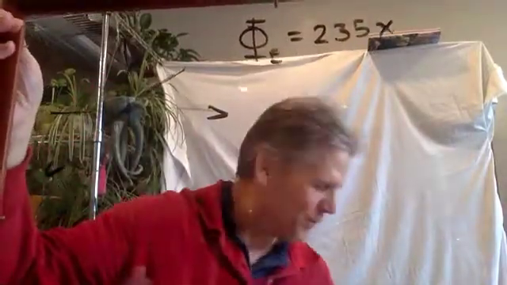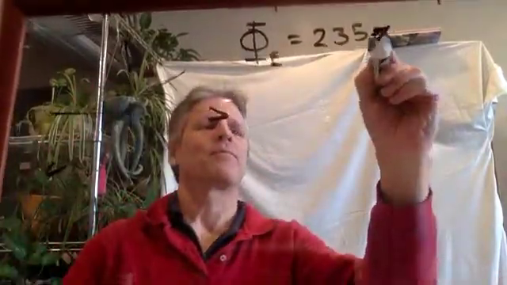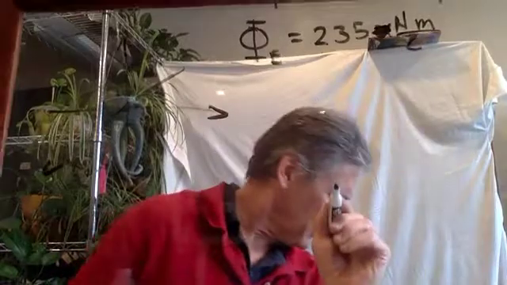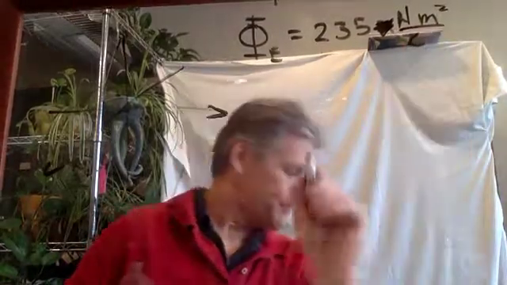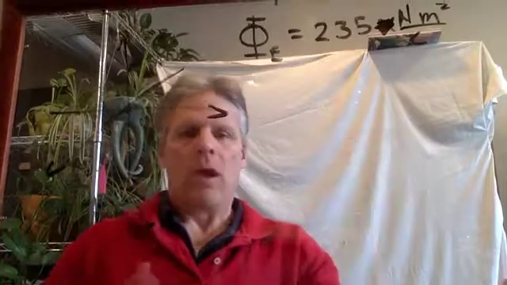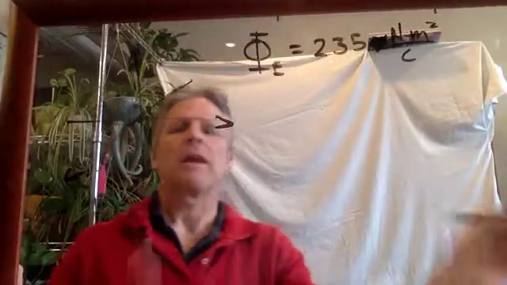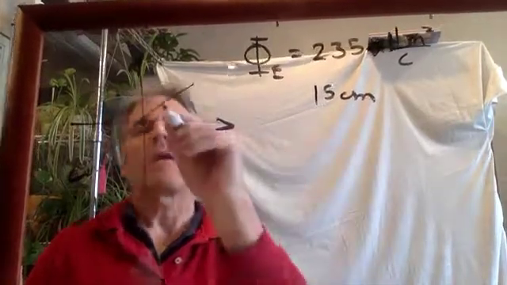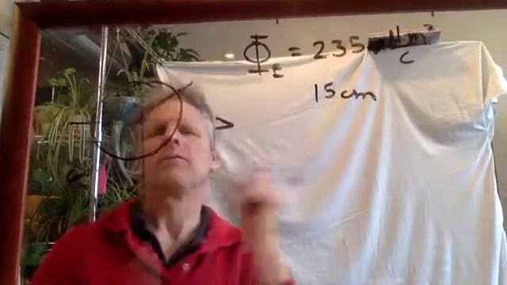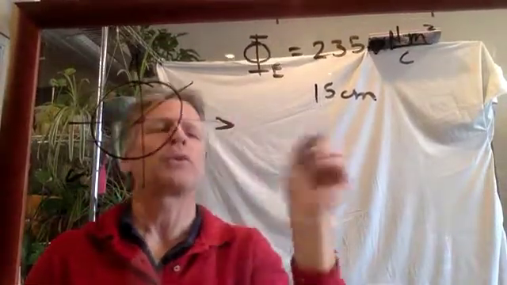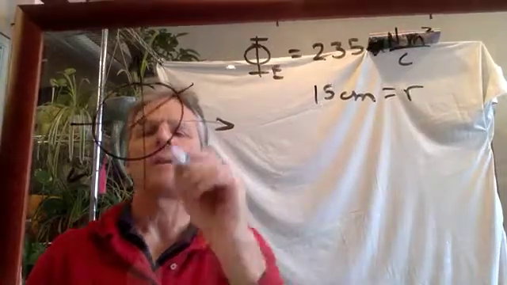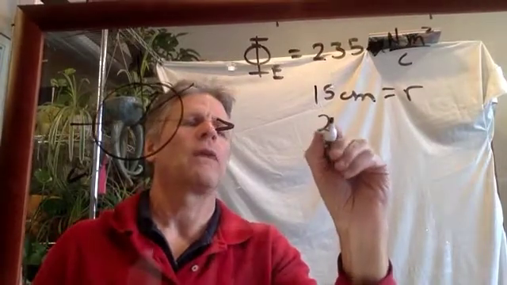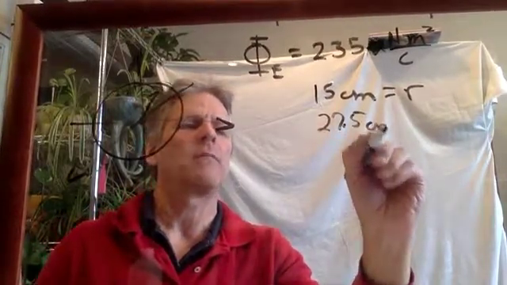235 Newton meters squared per coulomb. That's what we are given. And this is the flux through a 15 centimeter diameter, well, radius or diameter, I don't recall, doesn't matter. We'll pretend it's radius. We'll say this 15 centimeter radius sphere here. And the question is, what if we change this to, I don't remember, but I'll say a 27.5 centimeter sphere?